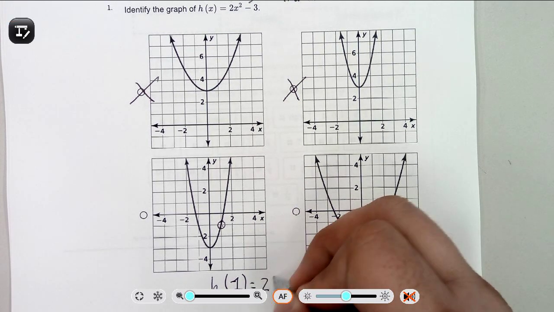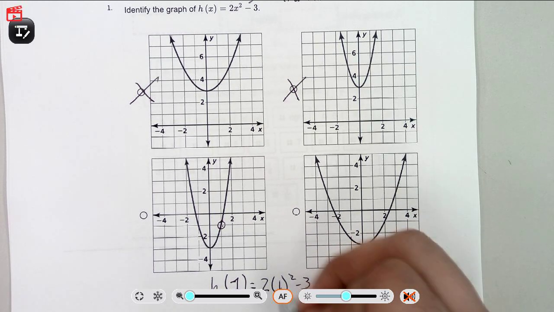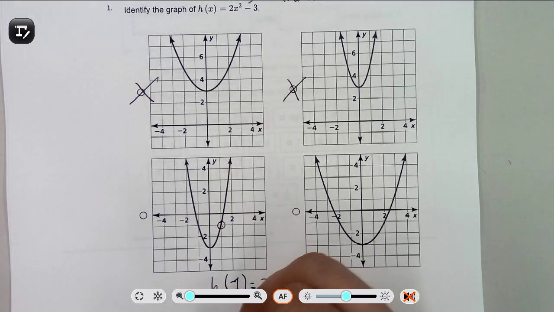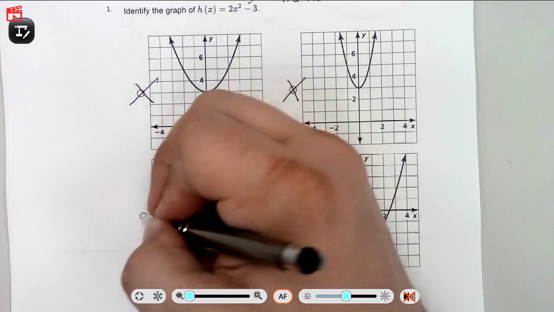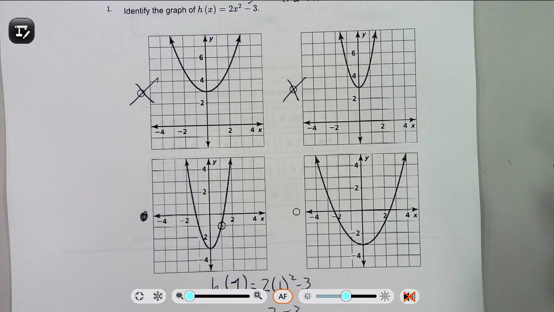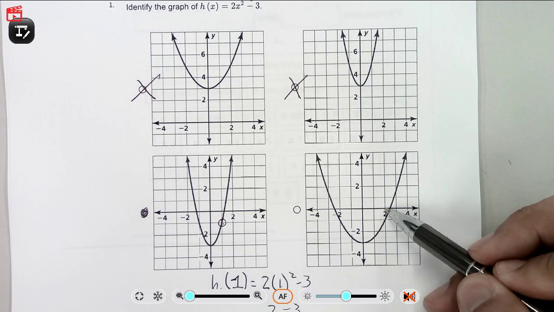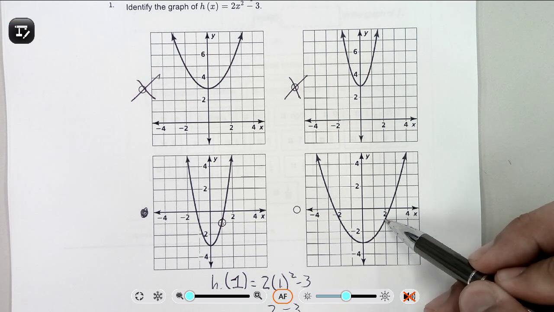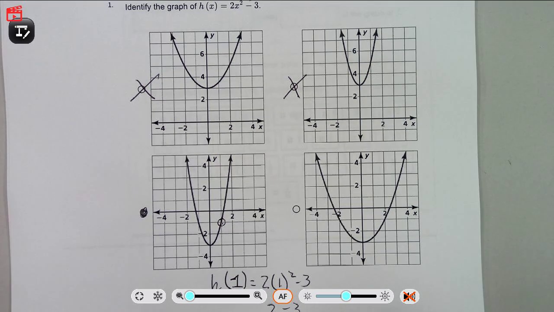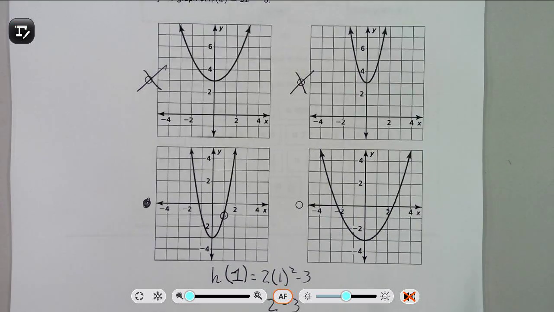So 2 times 1 squared minus 3. 1 squared is 1, so that's 2 minus 3. h of 1 is negative 1. So this must be your answer. You could check this one as well, but if I input 2 into my function, it doesn't equal negative 1, because 1 equals the negative 1. So the one that looked stretched was actually correct.